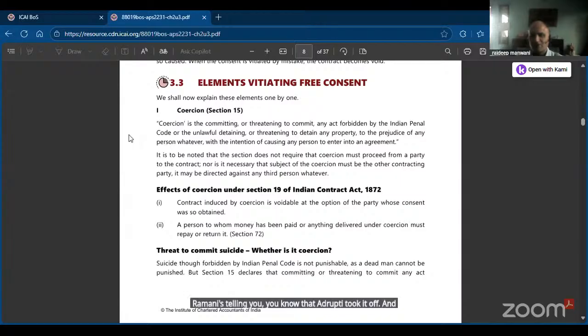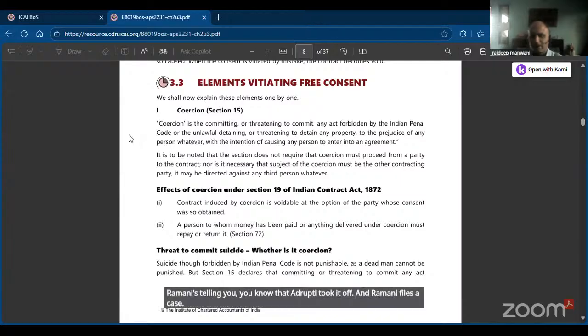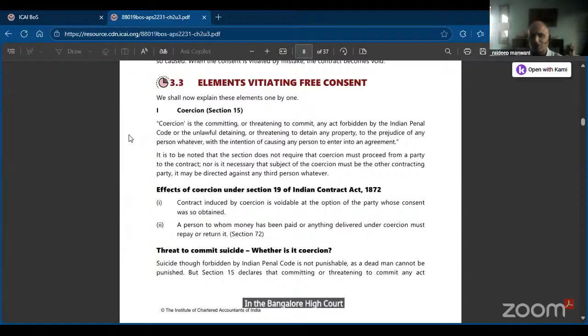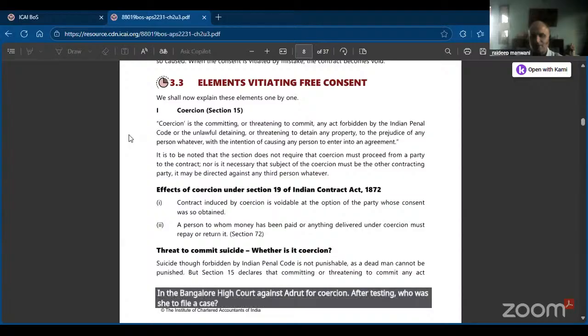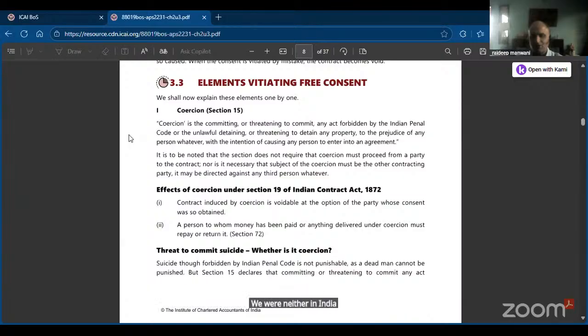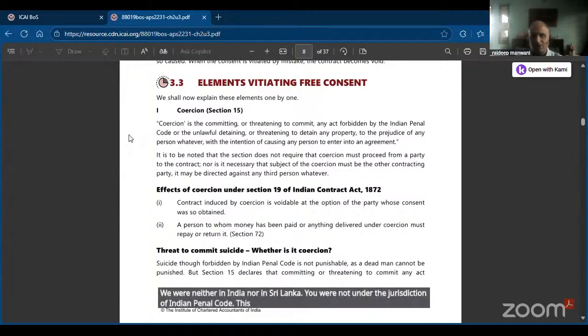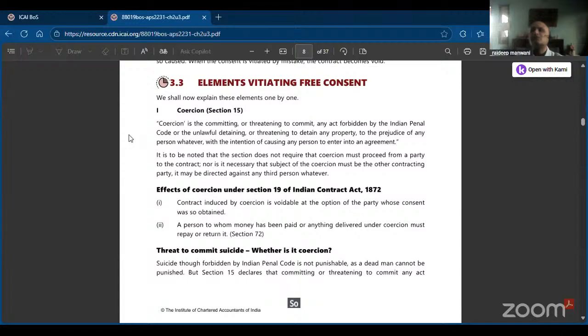And Ramani files a case in the Bangalore High Court against Adrut for coercion. Adrut says, who is she to file a case? We were neither in India nor in Sri Lanka. You were not under the jurisdiction of the Indian Penal Code. This was in the high seas. So take a jump into the ocean. I will not give back the diamond ring, and I've given her 5 lakhs. There's nothing like coercion in the high seas because it doesn't belong to any country.